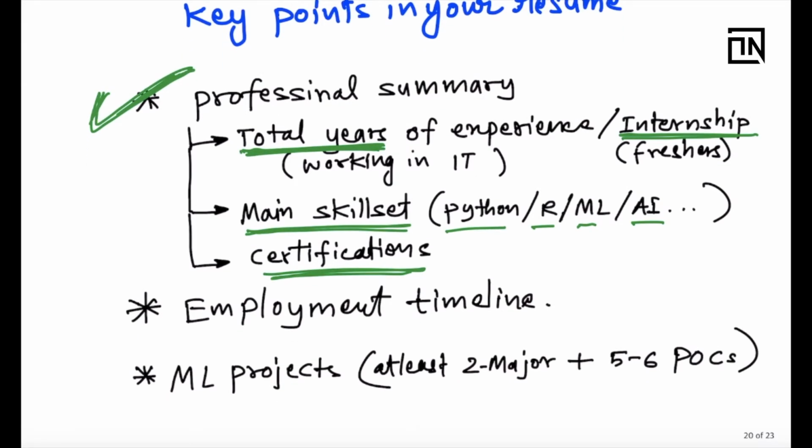Then the next one is the employment timeline. This is also not mentioned very clearly. Most of the times people just write down the employer and write down the projects in two different sections. So you should try to combine them together and write down the machine learning projects under each employer in a chronological order, like starting with the latest and then going to the oldest.